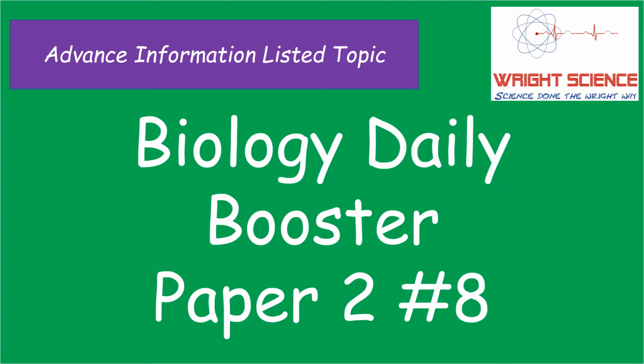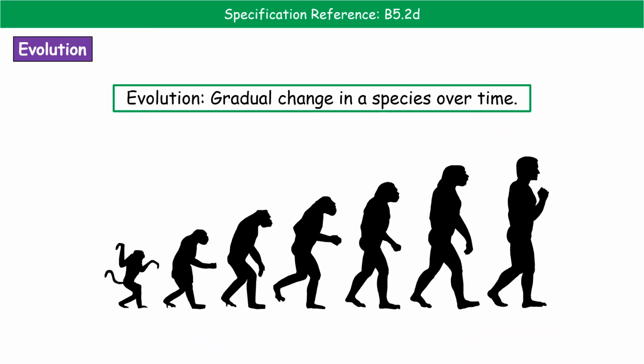This is number 8 in our paper 2 series and it is advanced information listed for those of you doing higher tier biology. What we're going to be looking at now is the section which is 5.2 on the specification.